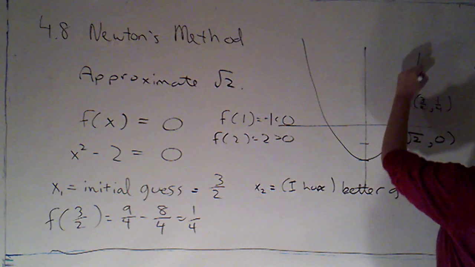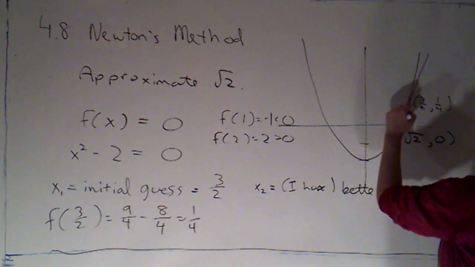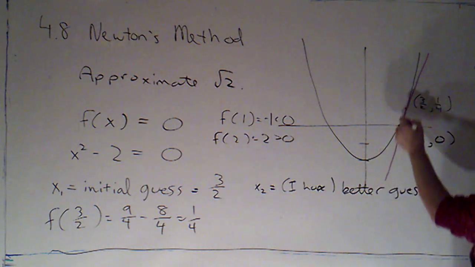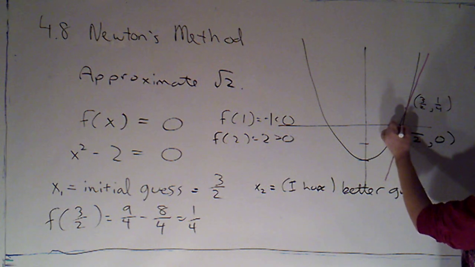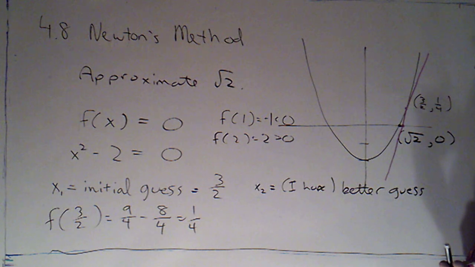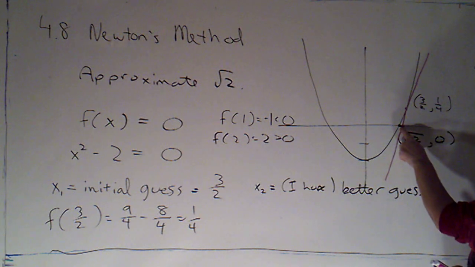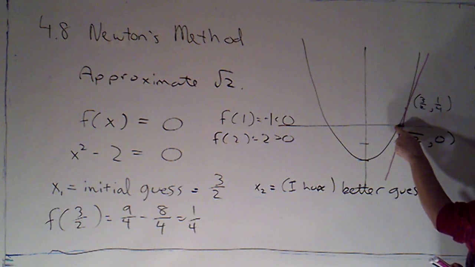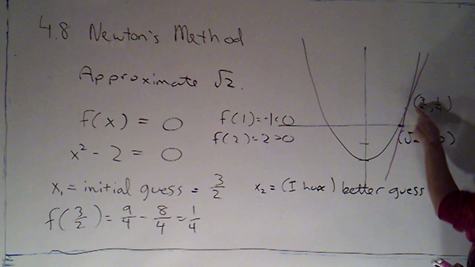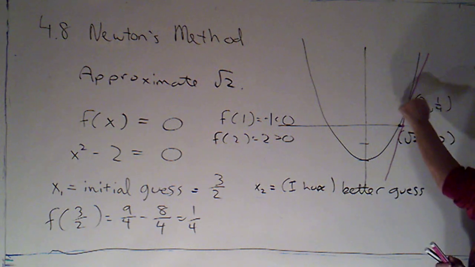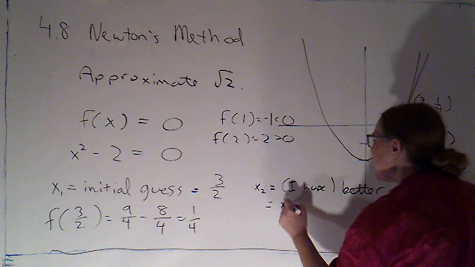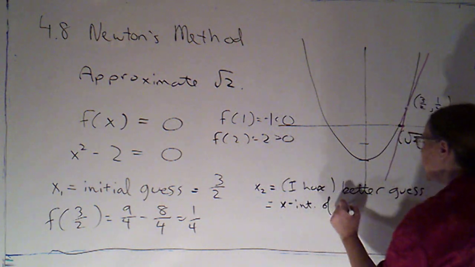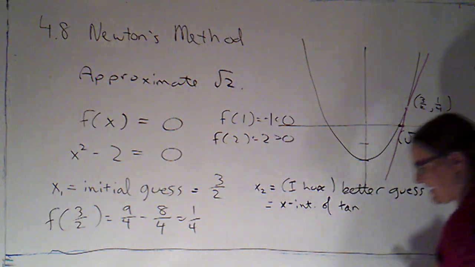But if I were to take the tangent line at that point, I could easily come up with a formula for the line, and I could figure out where the line crosses the x-axis. And I could say, I bet the x-intercept of that line is going to be a better guess of where the x-intercept of this function is than my initial guess, which put me way up here at a height of 1/4. So x2 is going to be the x-value of the x-intercept.